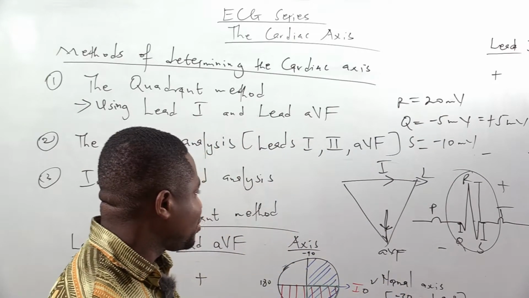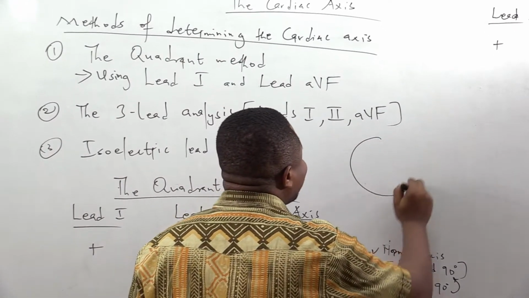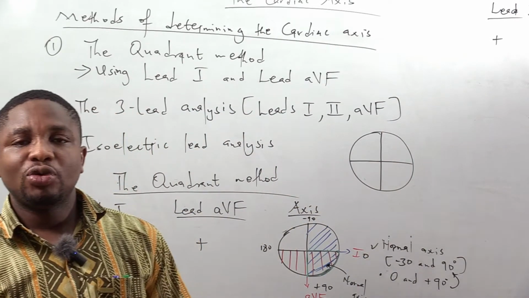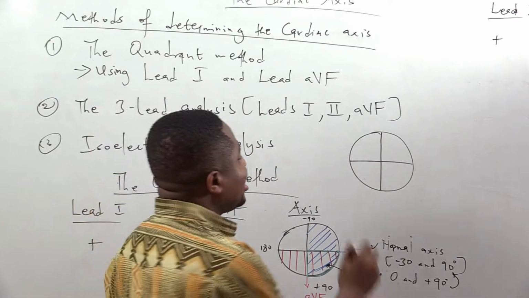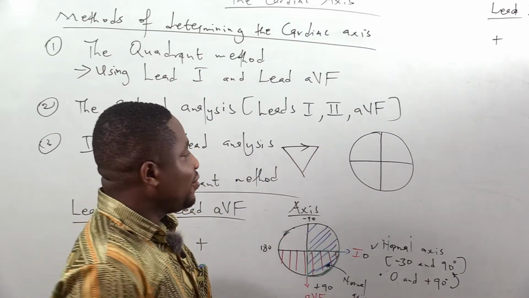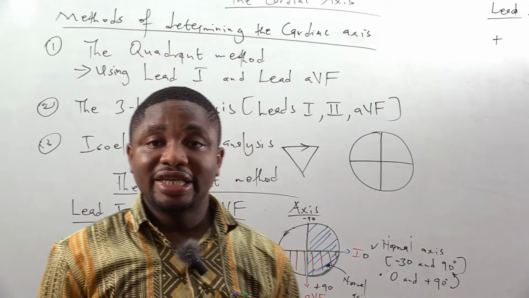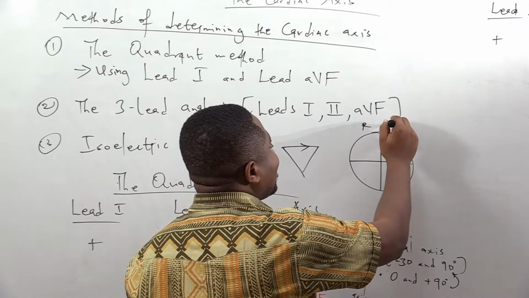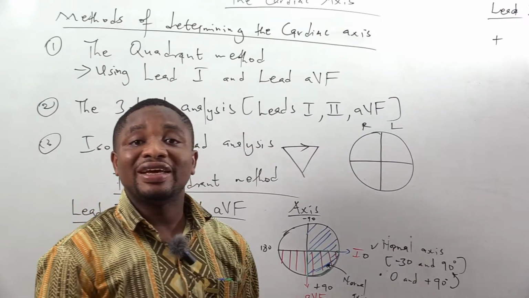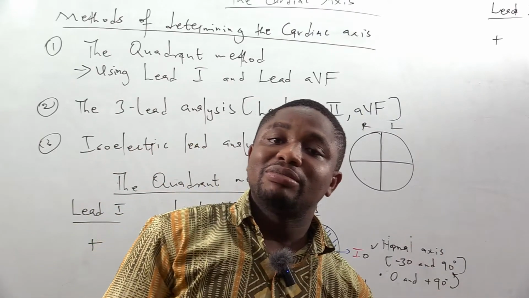Alright, so let's look at some examples. But before we look at the example, let me show you something. So in this quadrant method, when we say quadrant, it means you should divide the circle into 4 parts. Right? 4 parts. Then ask yourself, where does lead 1 point to? Definitely, it points towards the left. If you are using an ECG graph, it points towards the left. So if you divide this circle into 2 halves, that is in a sagittal plane, then you are going to have here as right and here as left. And where does lead 1 point to? It points toward left.